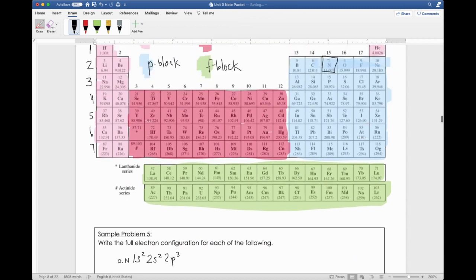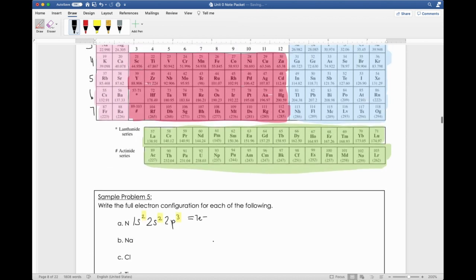Notice that nitrogen has 7 total electrons, and if I count up all of the electrons that are present in this full electron configuration, 2 plus 2 is 4, plus another 3 gives me 7. That should match the number of electrons that that element has in total. This is the full electron configuration for nitrogen. Let's go ahead and try sodium.